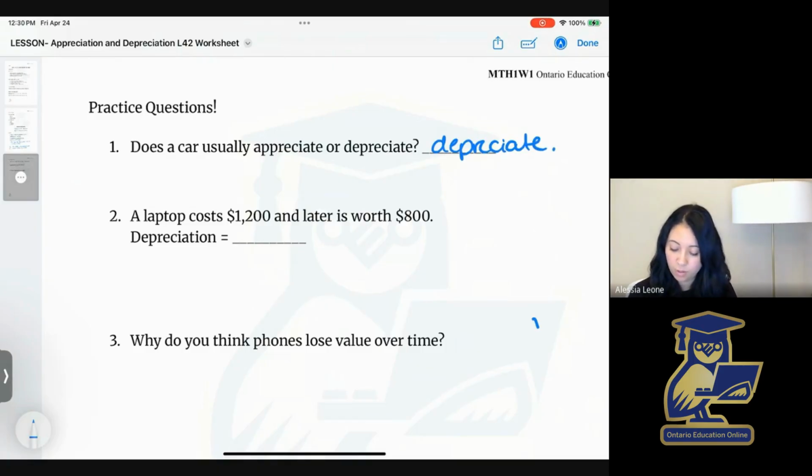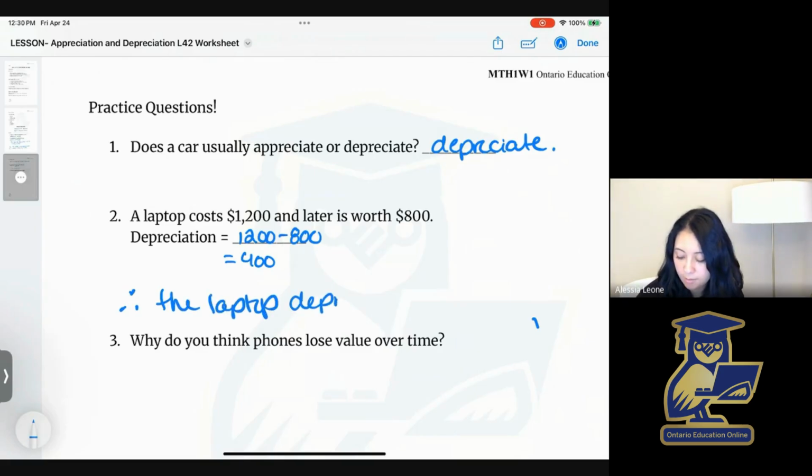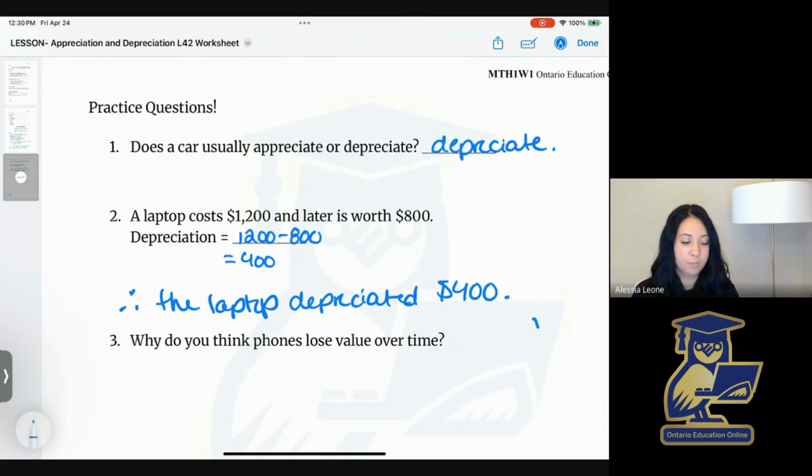A laptop costs $1,200, but later is worth $800. How much did it depreciate? So we have to find the difference. Difference means subtraction, so we're going to take that 1,200 minus 800, and that'll give us 400. So there's a difference of $400. So we're going to write, therefore, the laptop depreciated $400, period. That's how much it depreciated.